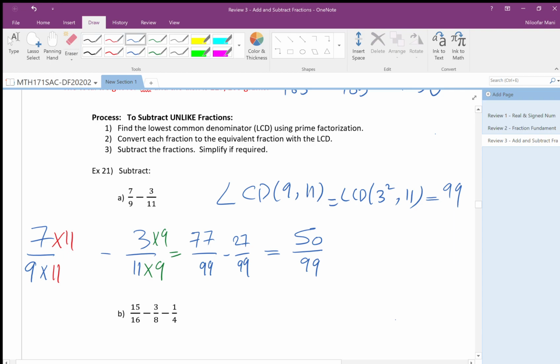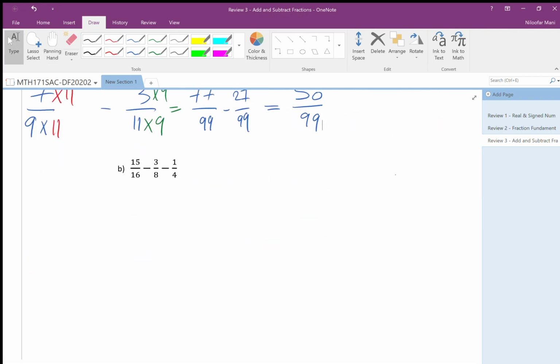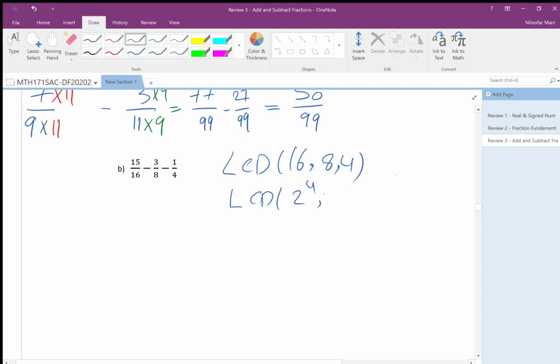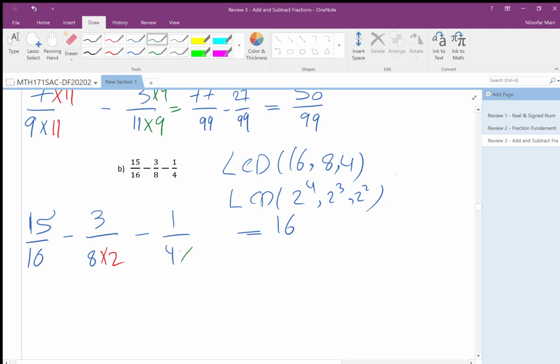Because I have to subtract. How about next? 16, 8, 4. We found 16 before. So the least common denominator between 16 and 8 and 4 is the least common denominator between 2 power 4 and 2 power 3 and 2 power 2, which is 16. 15 over 16, no change, minus 3 over 8 times 2, minus 1 over 4 times 4.